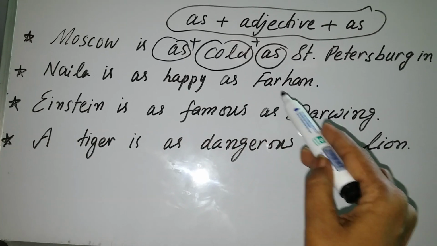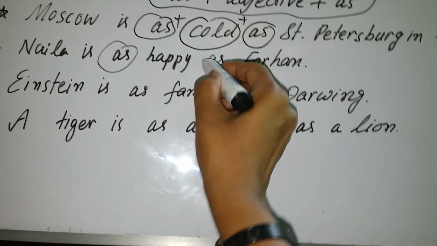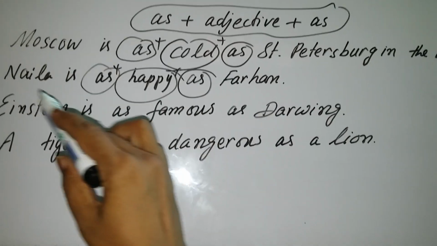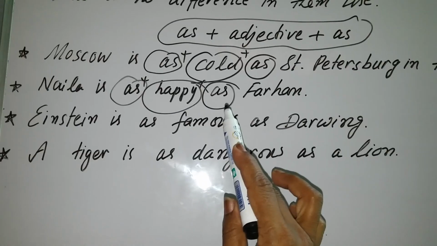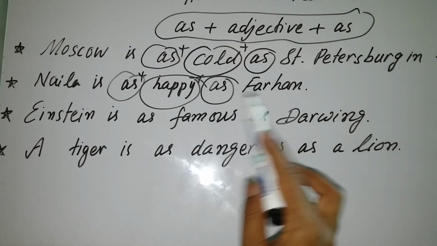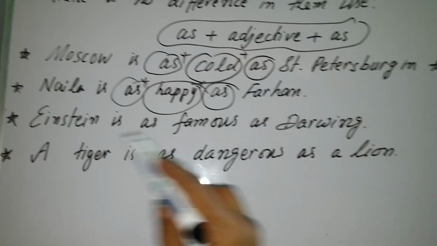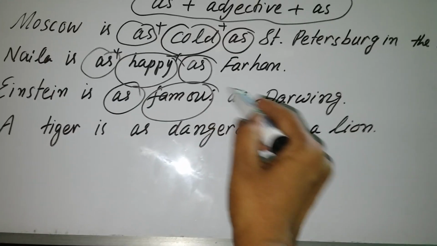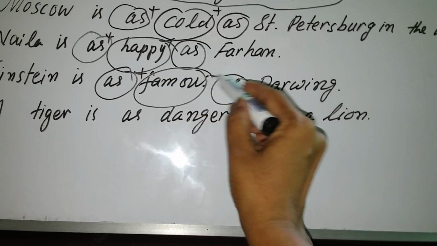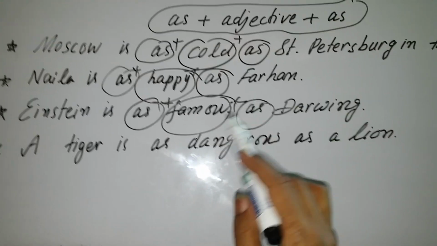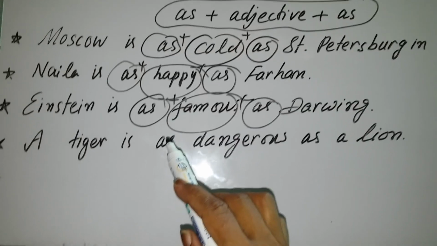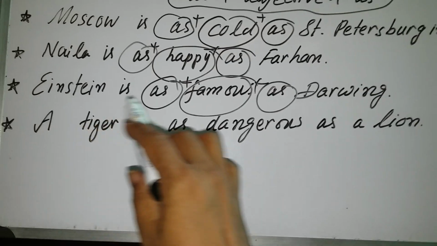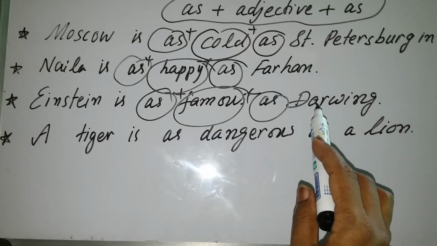Naila is as happy as Farhan. As plus adjective plus as. Now this is the adjective. Naila is as happy as Farhan. It means there is no difference between the happiness of both Naila and Farhan. Third example, Einstein is as famous as Darwin. It means both persons are famous. There is no difference between their fame. So Einstein is as famous as Darwin.